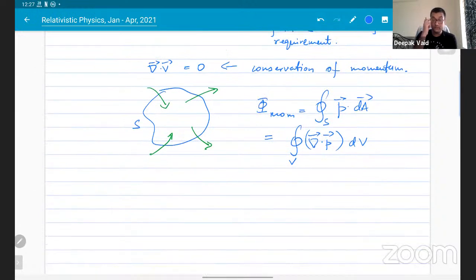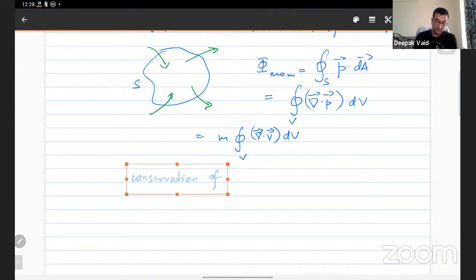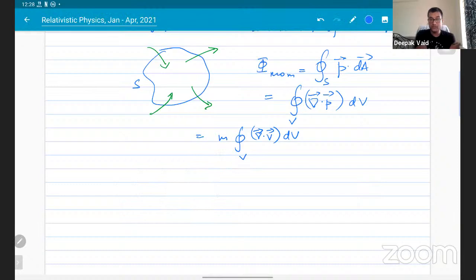And since we are in a non-relativistic setting, P is just equal to mv, right? So this becomes equal to m times the integral of divergence of V dV, right? And so conservation of momentum, but then you have an electric field that is doing work on the system, so the momentum need not be conserved. So I'm also a little bit lost.